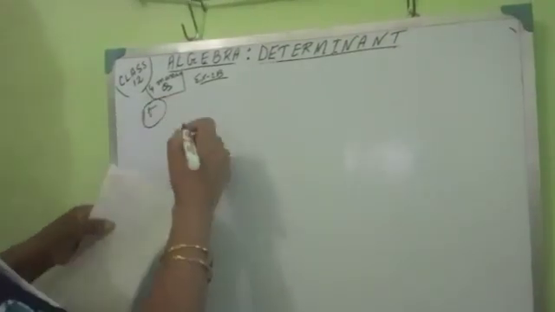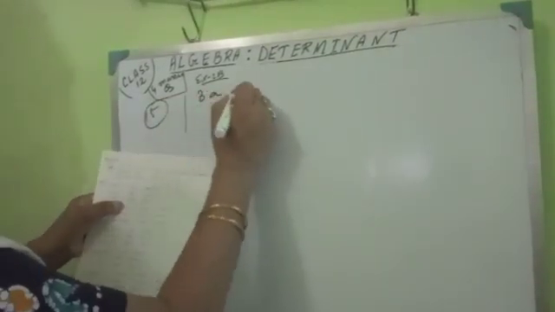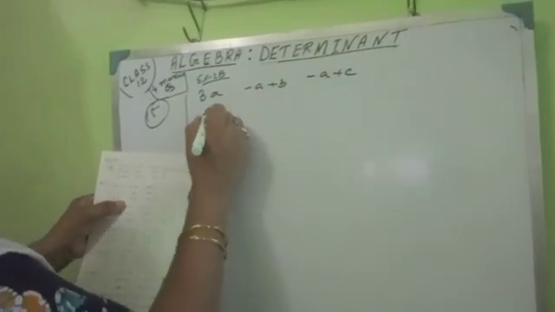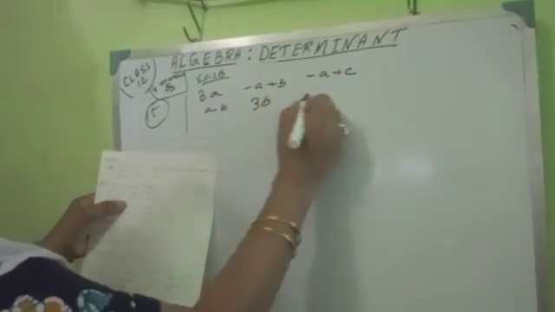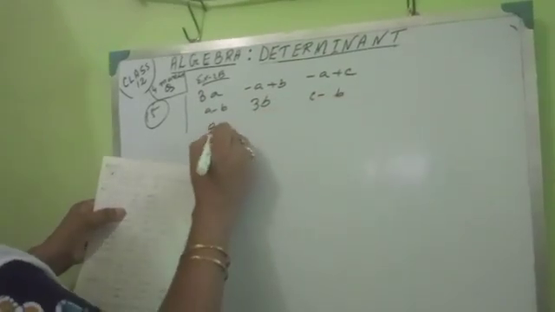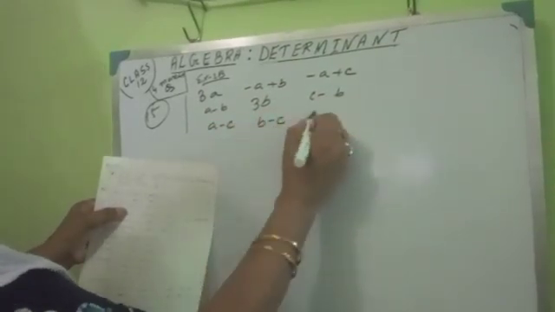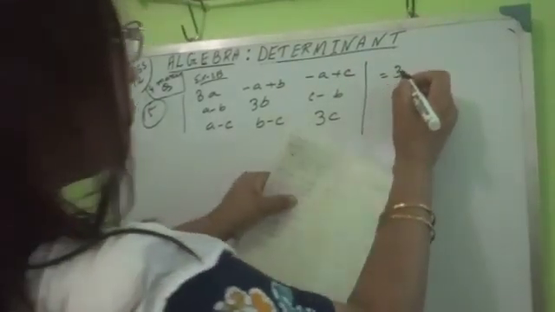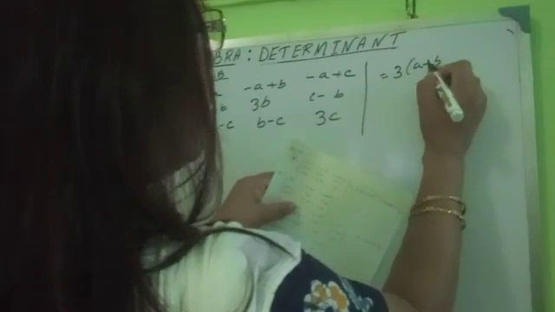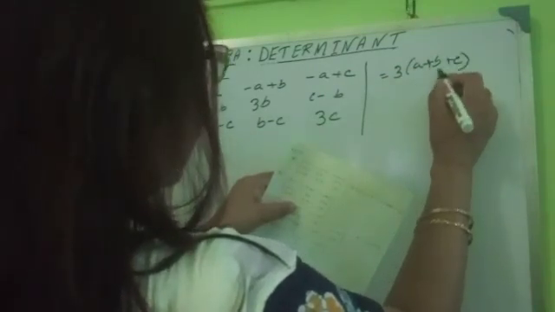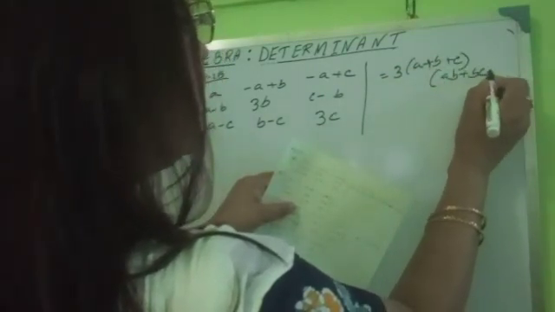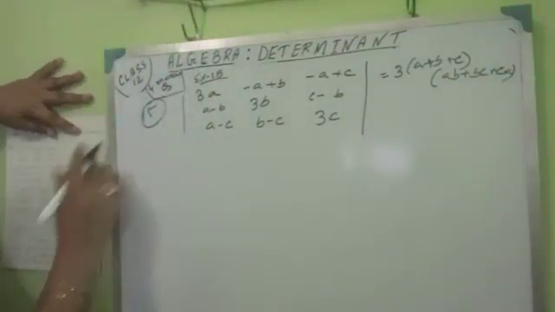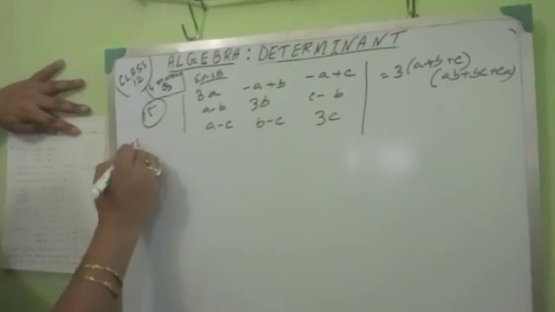Sum number 15. What's the question? Thrice a minus a plus b minus a plus c, a minus b, 3b, c minus b, a minus c, b minus c, 3c is equal to 3 into a plus b plus c into ab plus bc plus ca. This only we have to prove. Okay, let's start with the left hand side.